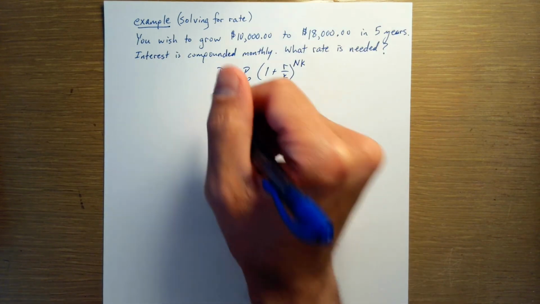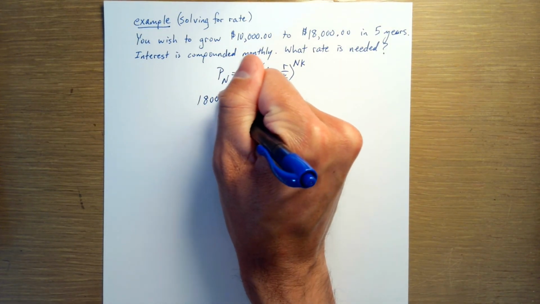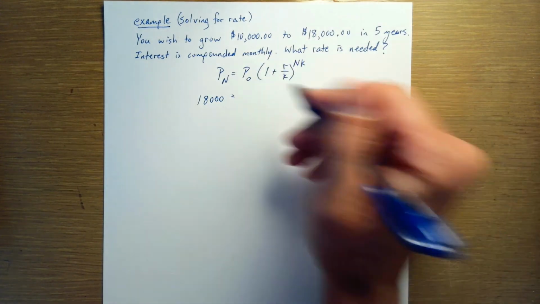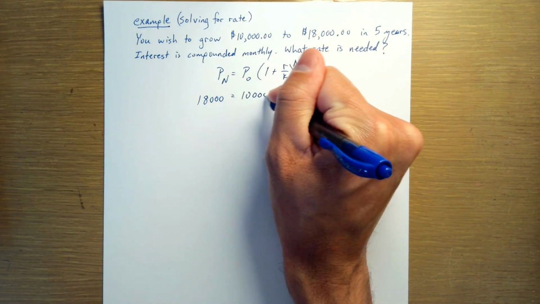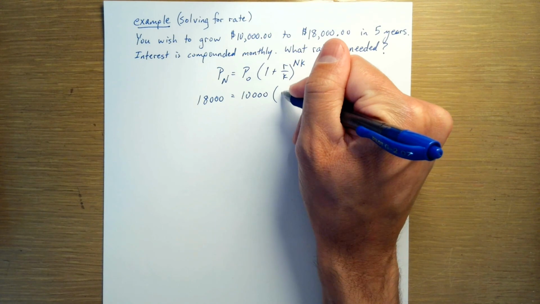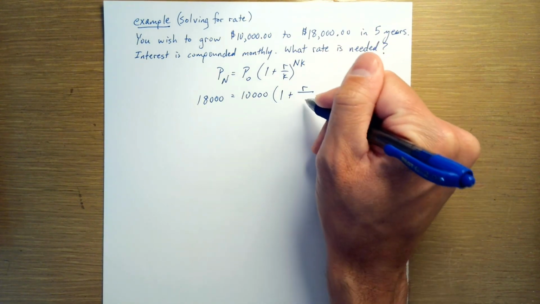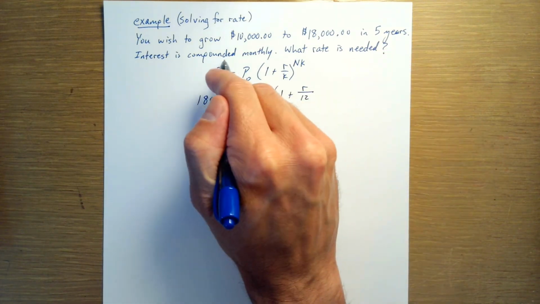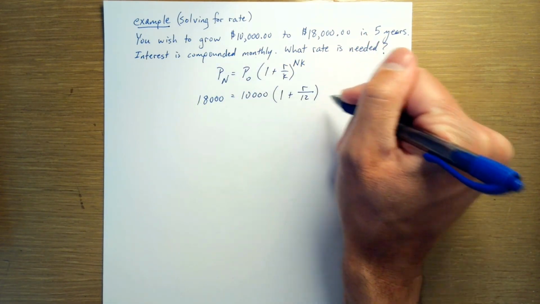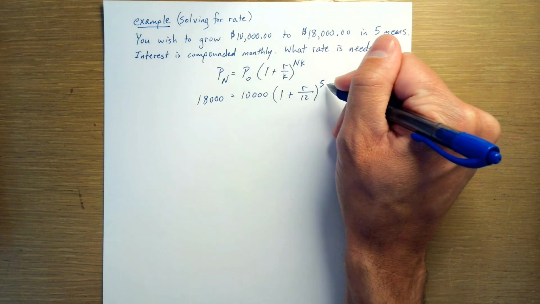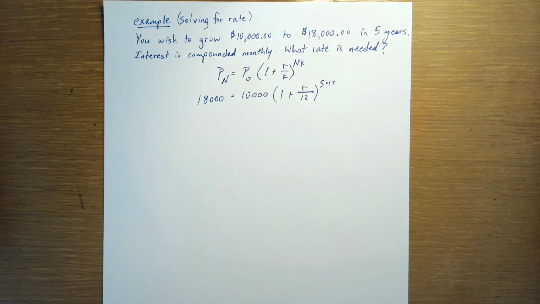And after we plug in all the stuff we know, 18,000 is what we want our money to grow to, 10,000 is our initial deposit, R we don't know, K is 12 because it's compounded monthly, n is 5, and again K is 12.